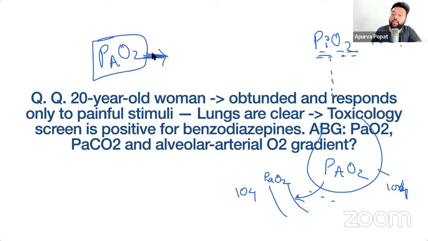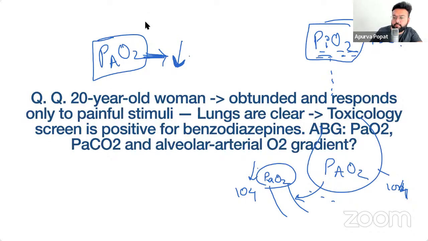Why would it be? Your respiratory rate is decreased. You are ventilating less, so there'll be less oxygen in your alveoli, so your P capital AO2 will decrease. As a result of that, your PaO2 is decreased. Do we change anything in PiO2?